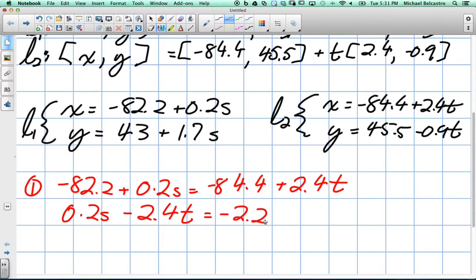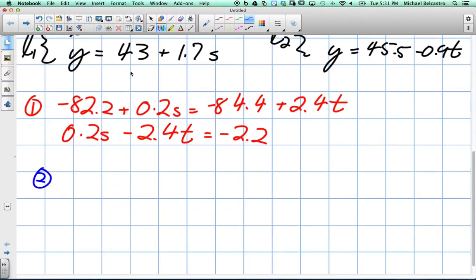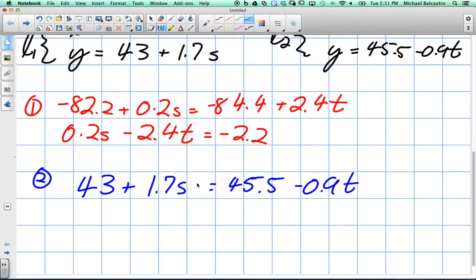Do you want to just double check with the calculator there? Okay. While you do that, we'll do equation number 2, which is taking the y values, setting them equal to each other. 43 plus 1.7s is equal to 45.5 minus 0.9t. Was that other constant value 2.2? Okay, good. Same idea, we'll get the variables on one side, so 1.7s plus 0.9t is equal to 2.5? Yeah, I think so. 2.5. So there's our equation 1 and our equation 2.